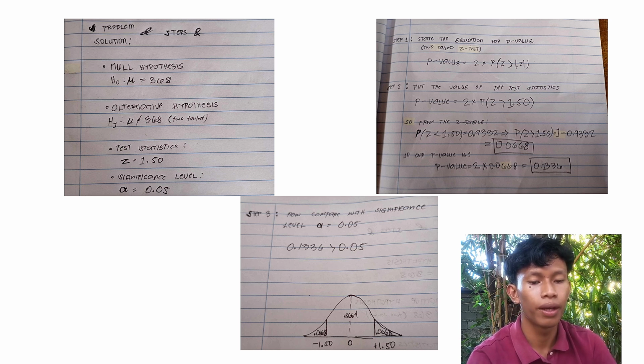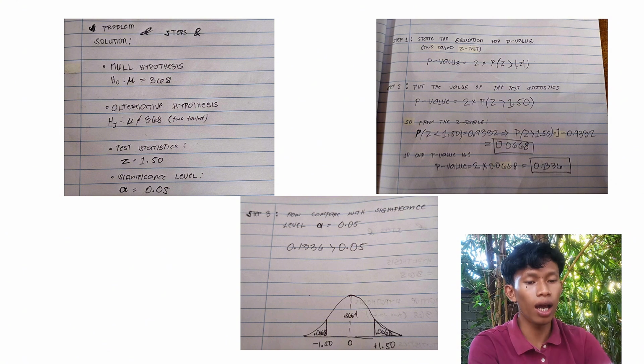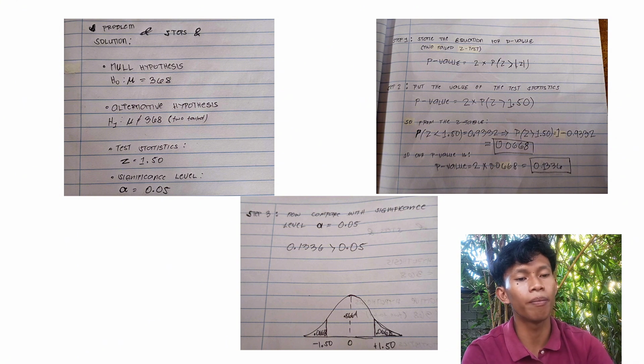For step 1, state the null and alternative hypothesis. Step 2, choose the significance level, alpha. Step 3, compute the test statistic. And step 4, find the p-value. And last, make a decision.